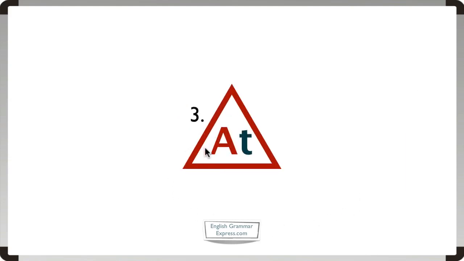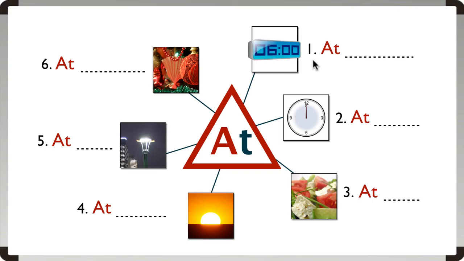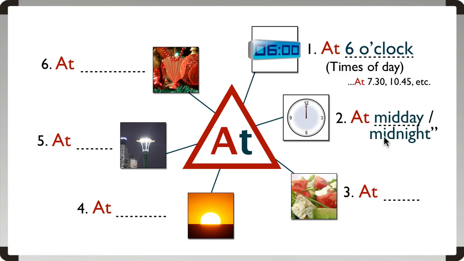Let's go finally to at, and we use at for particular times. 6 examples on this page. Number 1, at 6 o'clock, shows we can use at for times of day. We could also say at 7:30, or at 10:45, or whatever time. Number 2 is at midday, or at midnight, again, times of day. Number 3 shows we use at for meal times. The example here is at lunch. We could also have at breakfast, or at dinner.